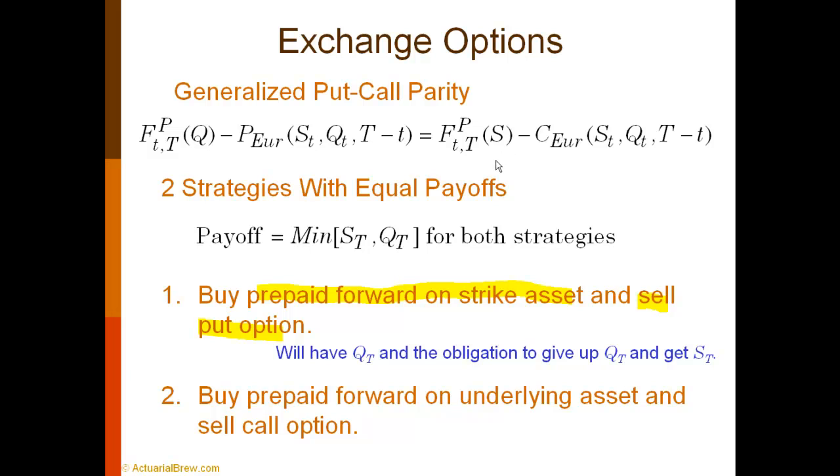Over here on the right, we see we could purchase the prepaid forward of the underlying asset and sell a call option. And since we sell this call option, we're going to be obligated to make good on its payment. That is, we're going to have to accept the strike asset and give up the underlying asset if required to do so by the owner of the call option. Well, since we purchased the prepaid forward of the underlying asset, we're going to have that underlying asset. And then we also have, because we sold this call option, the obligation to give up the underlying asset and accept the strike asset. And so once again, we're going to wind up with the minimum of the two values.